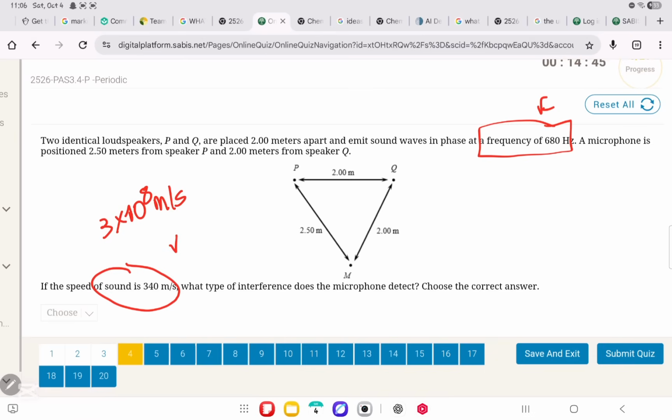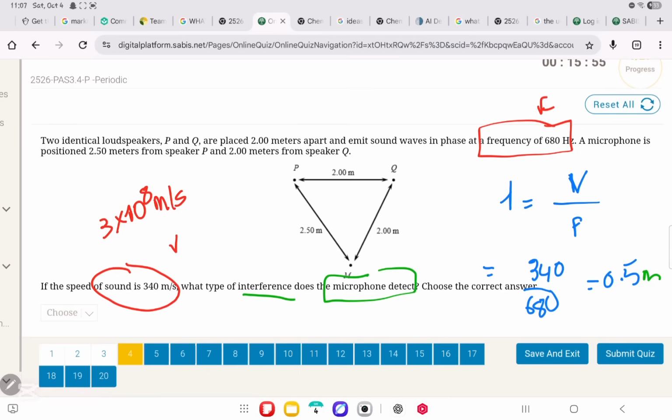So we have the speed and we have the frequency. Using these two, we will deduce the equation. Lambda is equal to speed over frequency. So it's 340 over 680, which is 0.5. So now what did we find? We found the value of lambda, which is 0.5 meters.